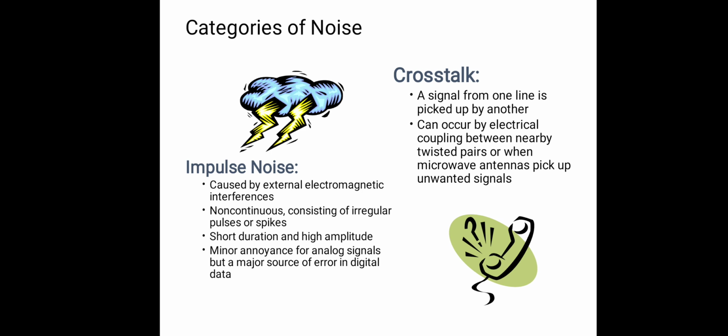Impulse noise is caused by external electromagnetic interference. It is non-continuous, consisting of irregular pulses or spikes of short duration and high amplitude. It is a minor annoyance for analog signals but a major source of error in digital signals.